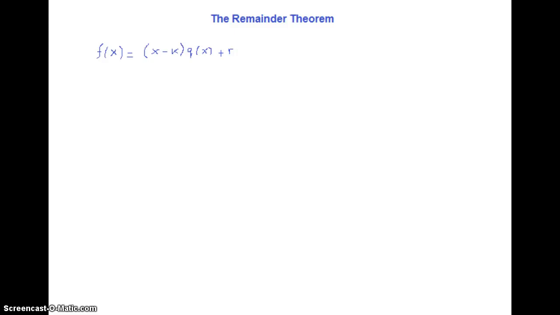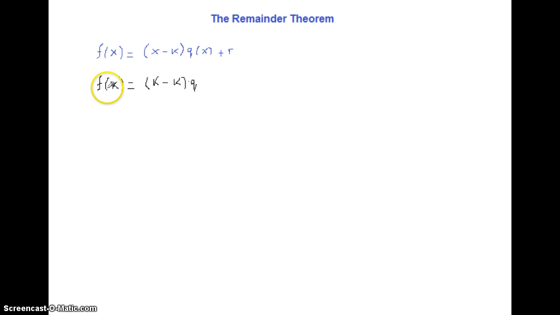Let's review from part 1 of this video that for any polynomial f of x and any complex number k, there exists a unique polynomial q of x and number r such that f of x equals x minus k times q of x plus r. Note that this equality is true for all complex values of x.